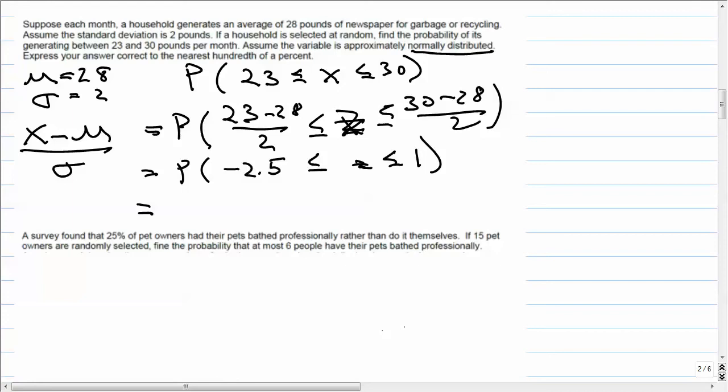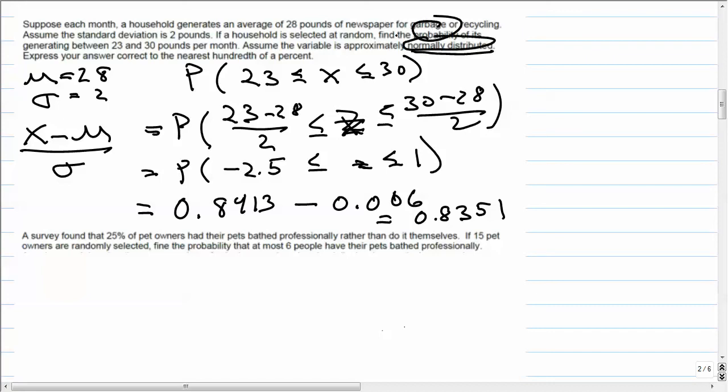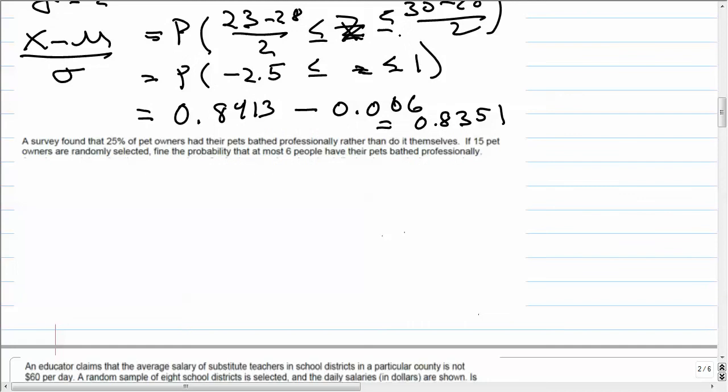For 1, the probability of being below 1 is 0.8413. The probability of being below minus 2.5 is 0.006. This is a scenario where we're between two numbers, so we take the difference between the highest and the lowest. And that answer comes out to be 0.8351. Alright, so again, basically this is a simple probability problem, right? And you know it's approximately normally distributed. Then once you use the z table. Moving on.